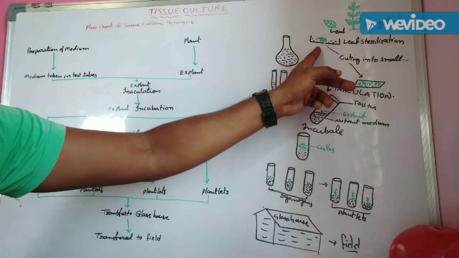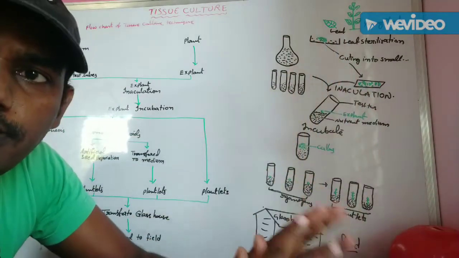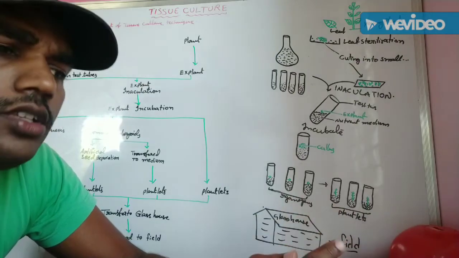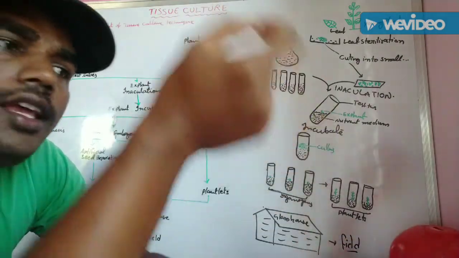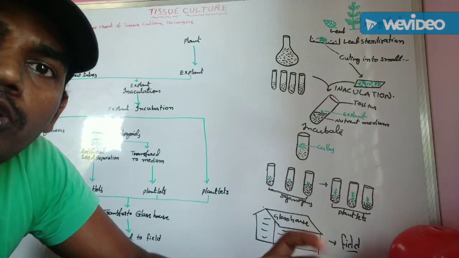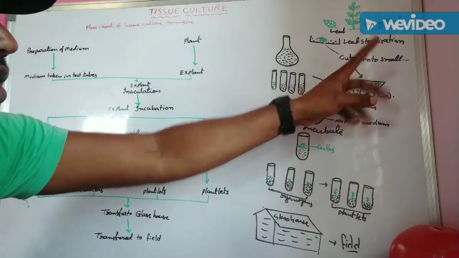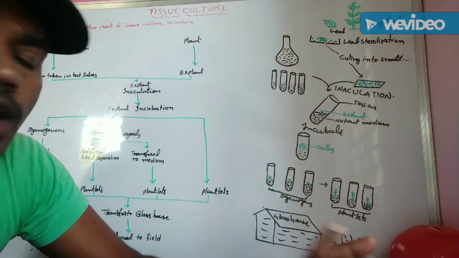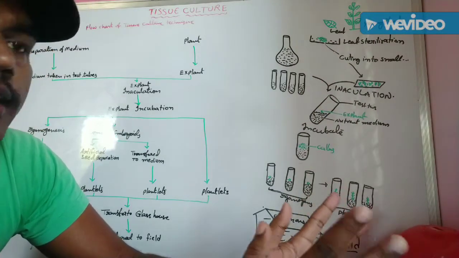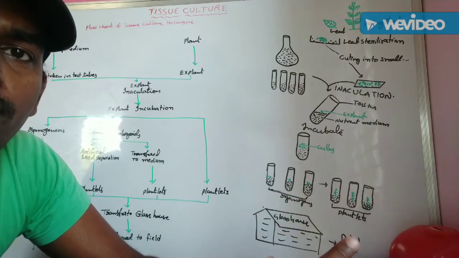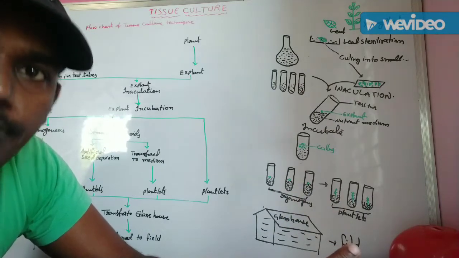This explant, after cutting into small pieces, you cut into small pieces because small pieces are easily inoculated into the test tube nutrient medium. Hence, you cut into small pieces. In this way, the explant is prepared in the laminar airflow chamber in the tissue culture lab.